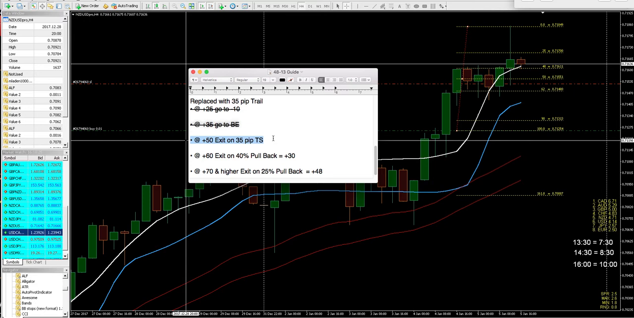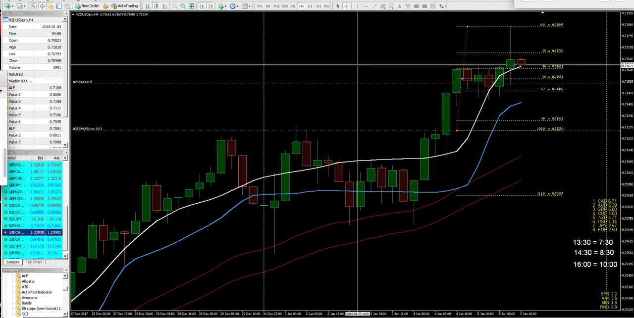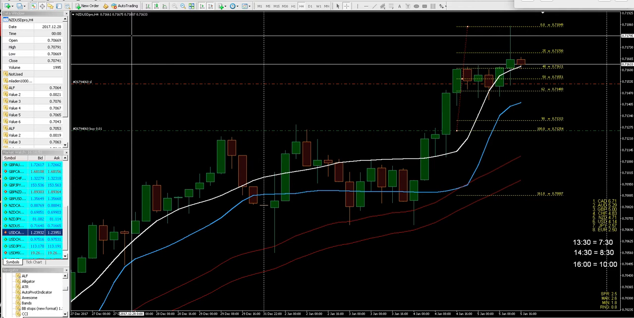At plus 59, if I happen to get a retrace, it would have to retrace 35 pips, which would give me a 24 pip win. I know I'm giving up a lot here, but I'm trying to give the trade some room to breathe. Now, once it reaches 60 to 69 pips, then I use a 40% pullback, and that'll give me anywhere between 30 and 35 pips.